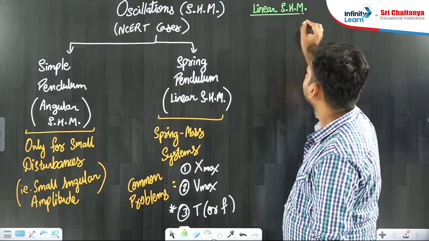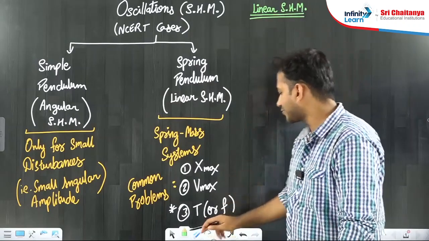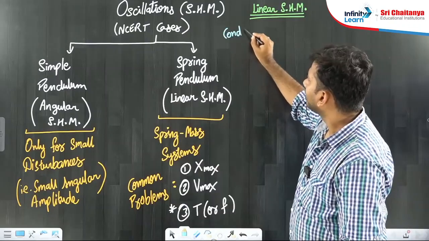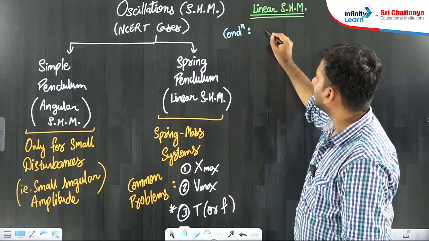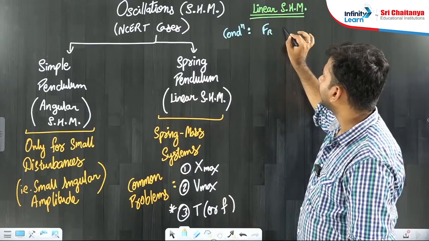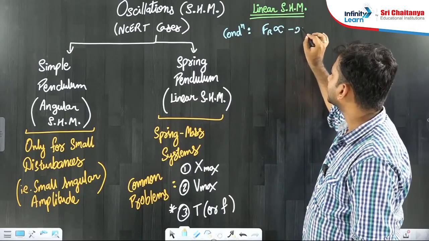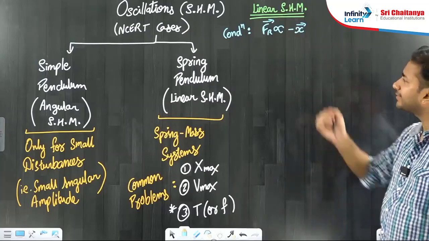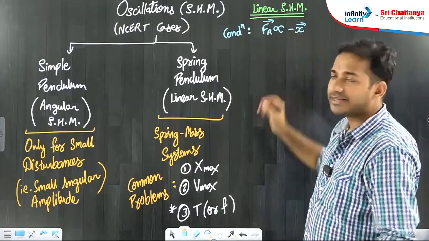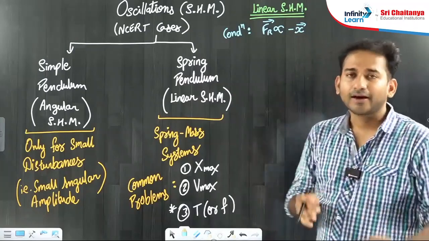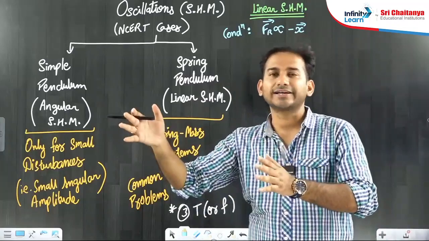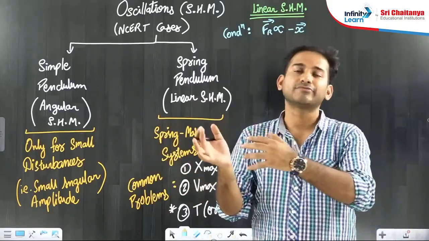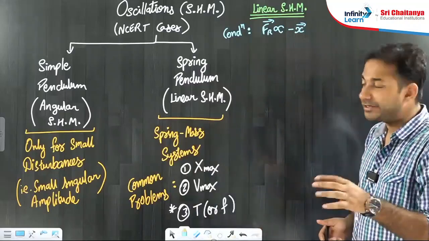What is there in linear SHM? We will say condition. First of all, condition. Condition is that restoring force is directly proportional to minus x. Vectorially, restoring force is directly proportional to minus x, meaning linearly related, and the negative sign represents that it is restoring. I mean, if you move the body on the right side, the restoring force will definitely try to pull it back towards the left side, or you can say definitely try to pull it back towards the mean position.